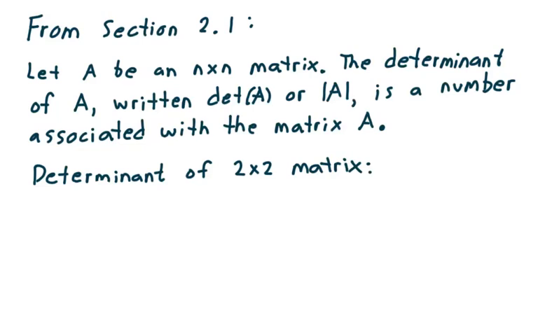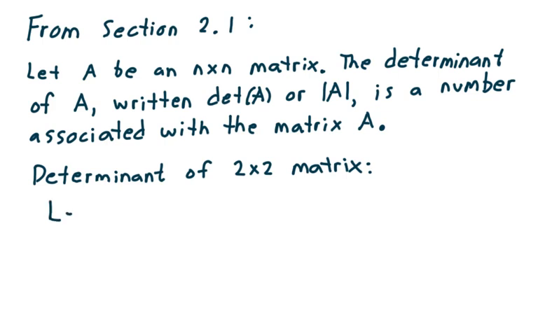This is a video from section 2.1 in a linear algebra class. Let A be an n by n matrix. The determinant of A is a number associated with the matrix A. Now, let's look at specifically the determinant of a 2 by 2 matrix.